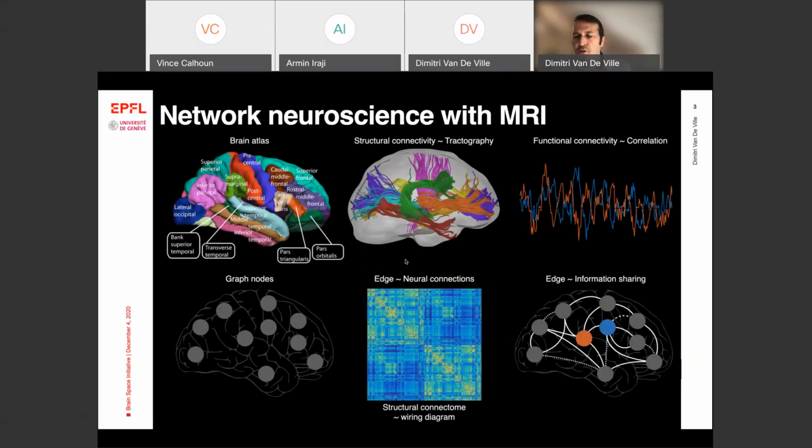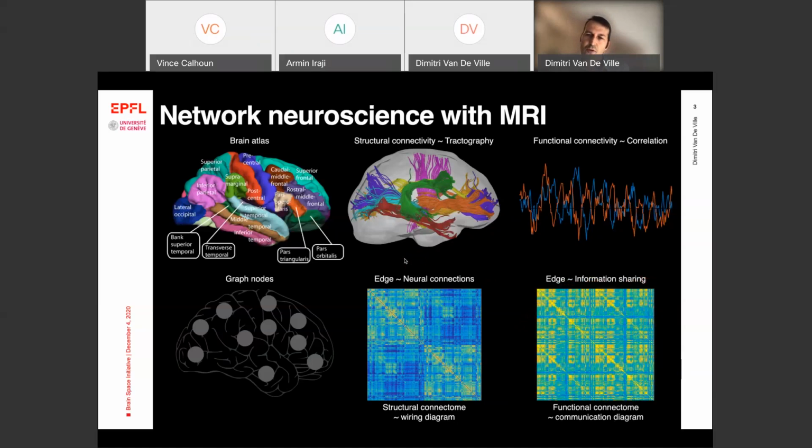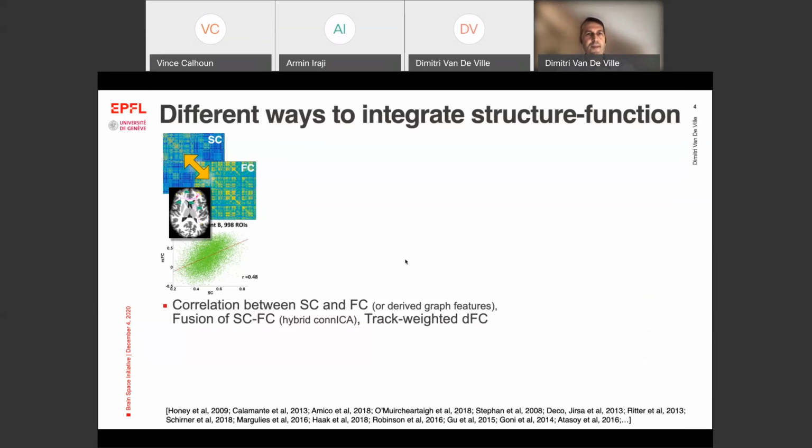But one can, of course, also look at functional information, and then by using correlation to estimate statistical dependencies between time courses, we can get edge weights as a measure of information sharing, which constitute the functional connectome or the communication diagram. And you can consider your structural or functional connectome as an adjacency matrix of the graph and apply many fancy graph analysis. And that has been done to get insights into the organizational principles of the brain.